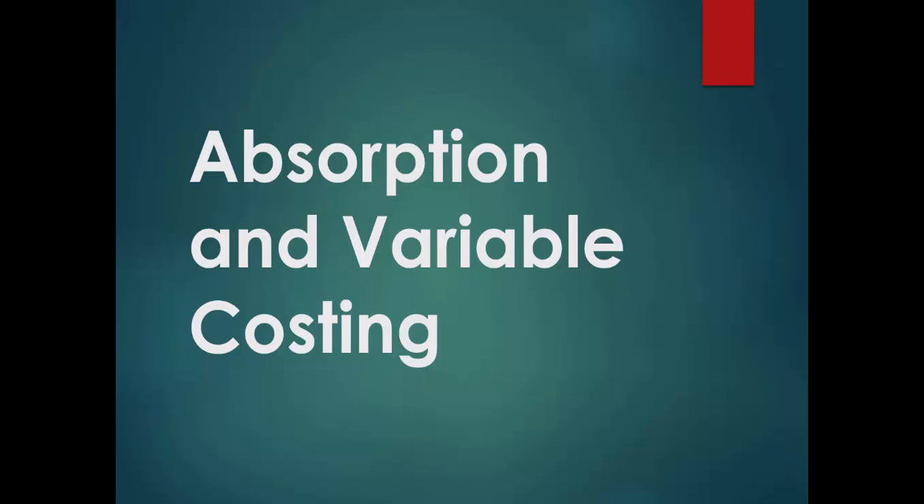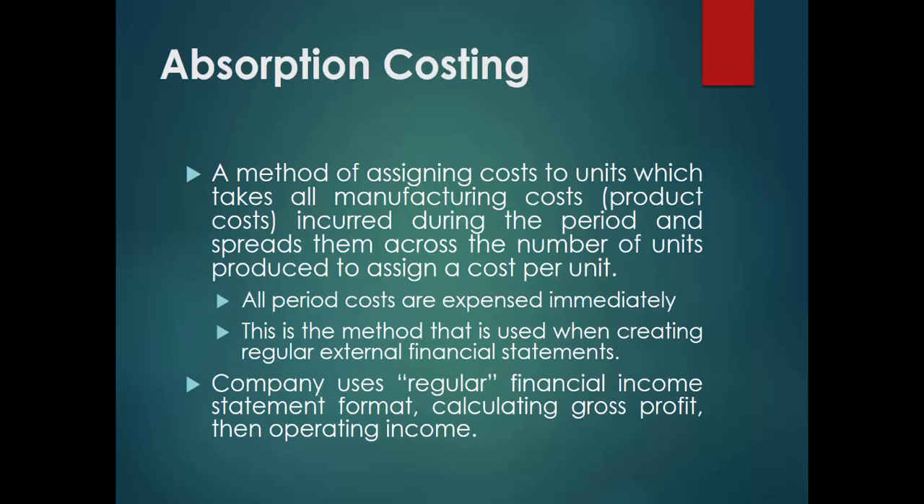In this video, we're going to cover the fundamentals of absorption and variable costing. Absorption costing is one way of assigning costs to units, and this is a more traditional method. This method takes all manufacturing costs, also known as product costs, that are incurred during the period, and it spreads them across the number of units that were produced during the period. That gives you your cost per unit.